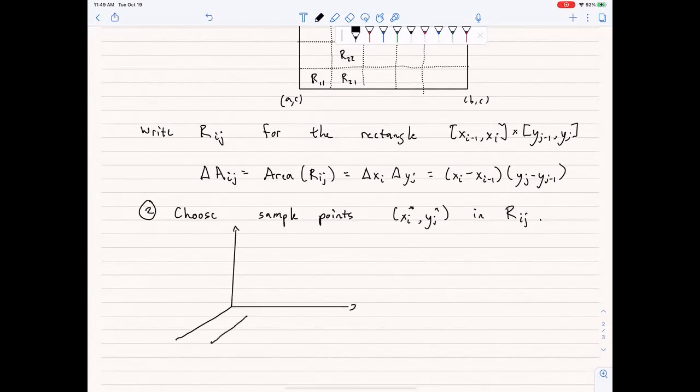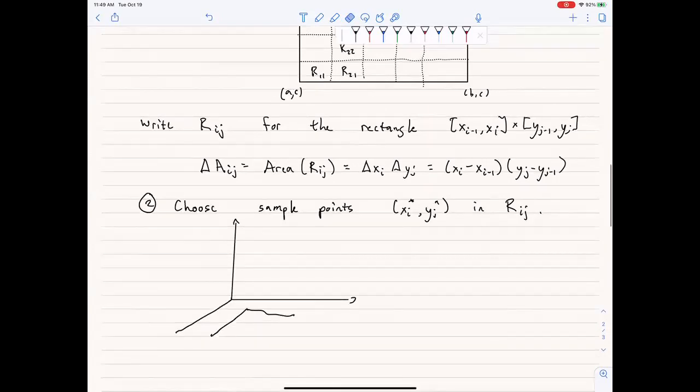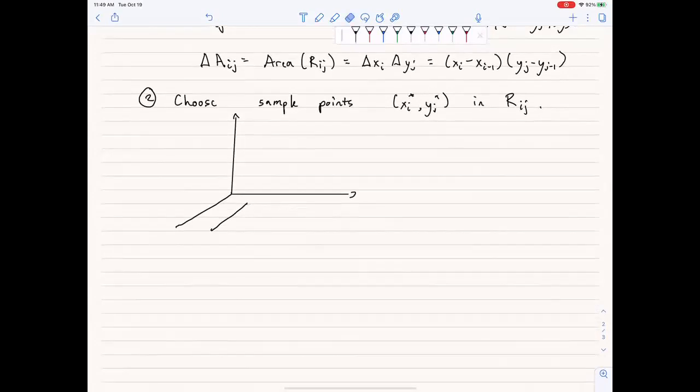Let's say this is our rectangle in the XY plane. Here's X, here's Y. And we have some curved function. This is the graph of f, f(x,y) equaling z. And now we've done what we said we were going to do. We broke this up into a bunch of subrectangles, and we chose a sample point.